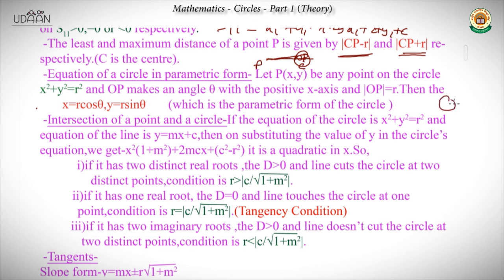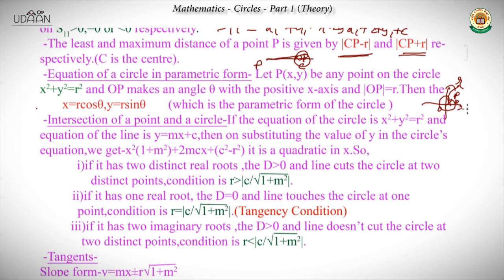In fact, you can turn any equation of a circle into this form by just shifting the origin. So if you have a circle whose center is at (h, k), you can just transfer the origin to (h, k), and then you will get a circle equation of the form x square plus y square is equal to r square.